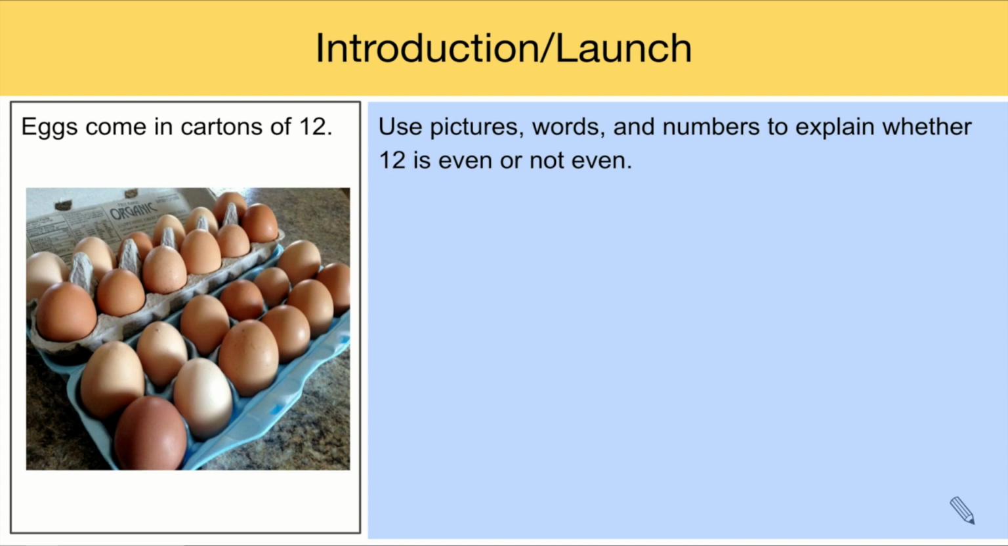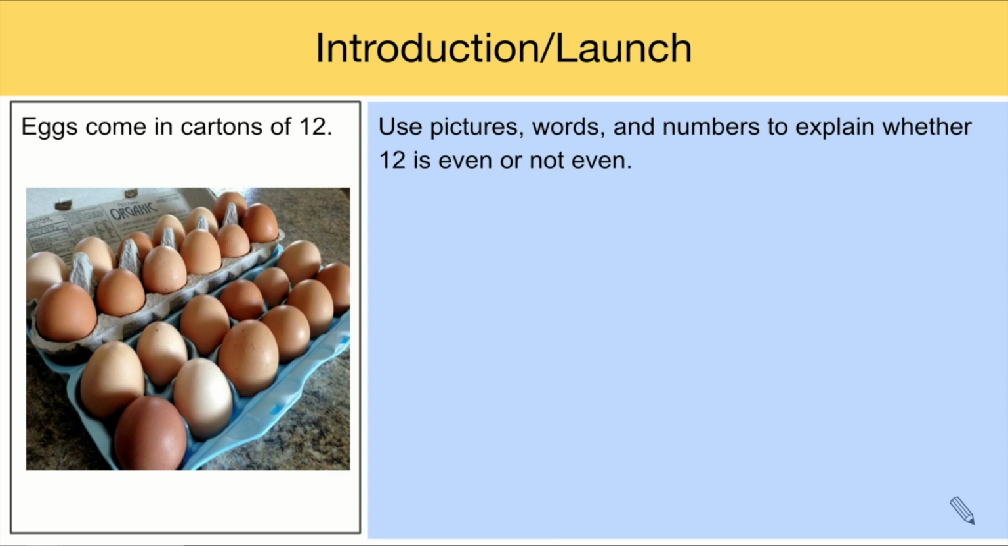Today's lesson starts like this. Eggs come in cartons of 12. Use pictures, words, and numbers to explain whether 12 is even or not even. Let's see, they want us to figure out whether 12 is even or not even. When I was a young girl, my teacher told me that one way to figure out whether a number was even is to match all of the objects in the group with a partner. If all of the objects in the group have a partner, then that number is even. If one object in the group is not matched with a partner, then that number is not an even number. We actually call that an odd number.